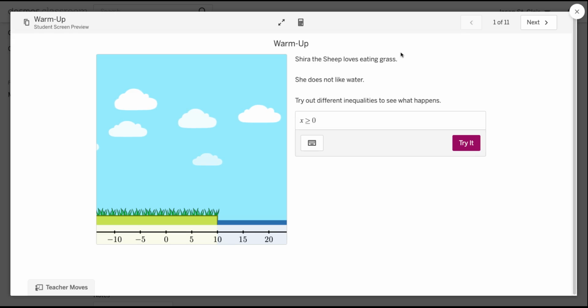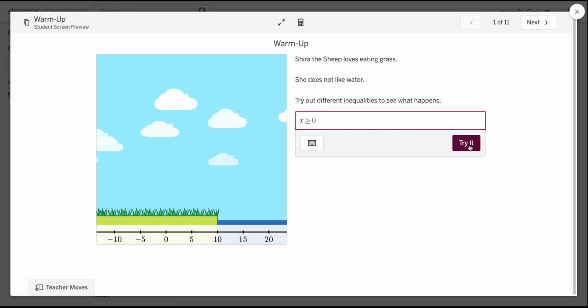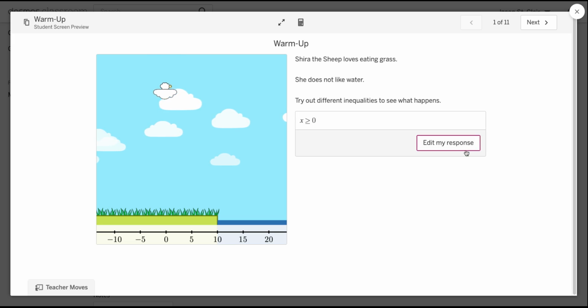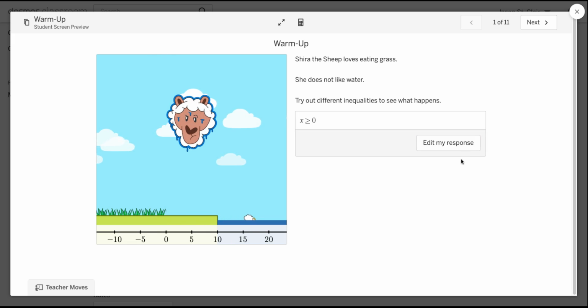All right, so for Shira the Sheep 2.1, the warm up, Shira the Sheep loves eating grass. She does not like water. Try to find different inequalities to help to see what happens. So if you put in x is greater than or equal to 0, Shira's not going to be happy because though she got some grass, she got wet.